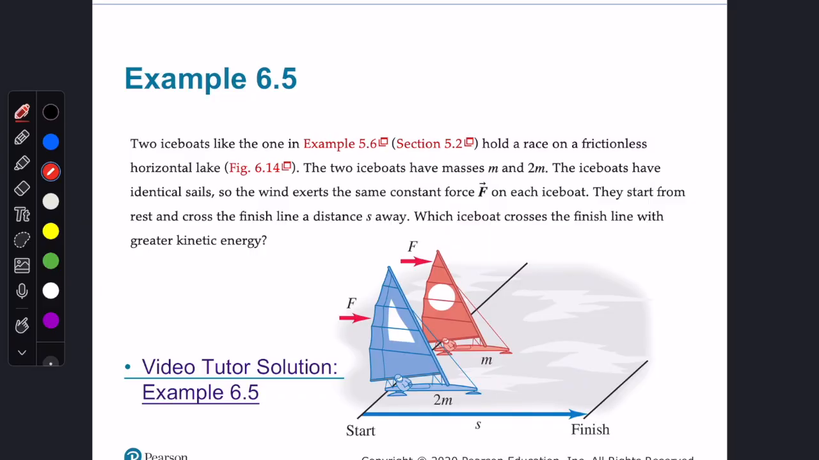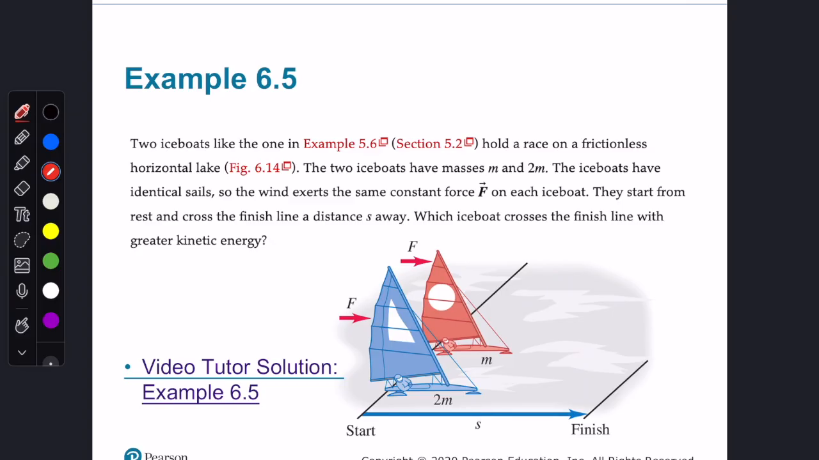The last example we'll do in this video lecture is kind of a conceptual one. So let's consider two ice boats in a race, but one is twice as heavy as the other. They're sailing on a frictionless surface as well. The wind is exerting the same constant force on each ice boat, and they start from rest, crossing the finish line a distance s away. Which ice boat crosses the finish line with a greater kinetic energy? We can use the work energy theorem to answer this question.